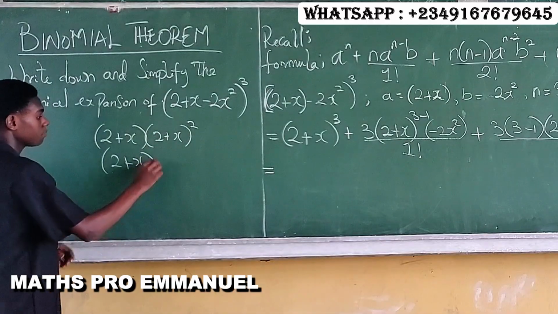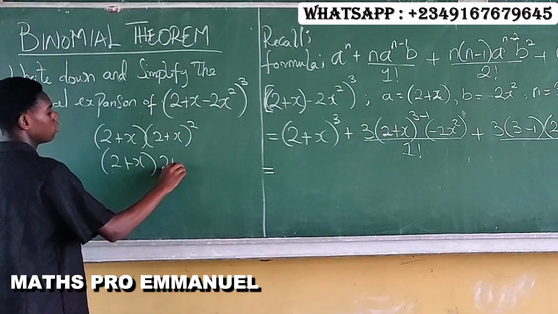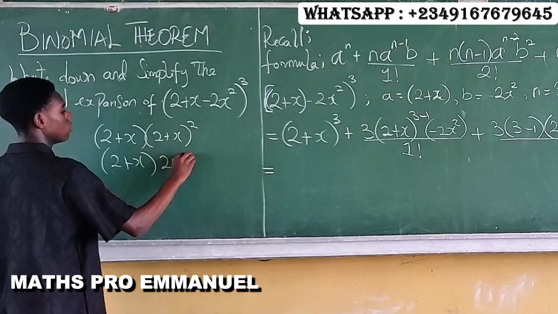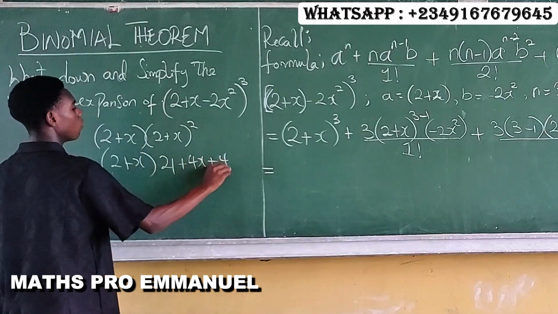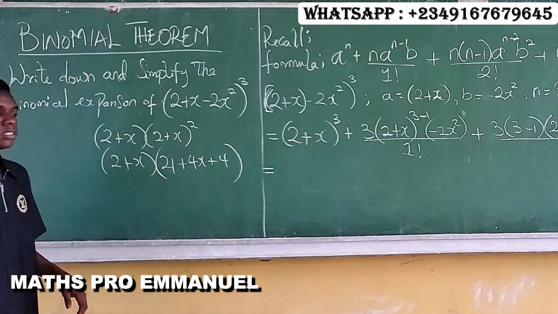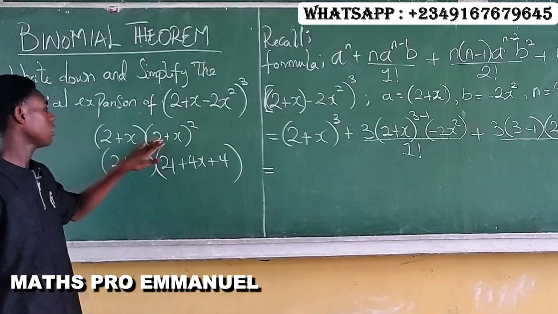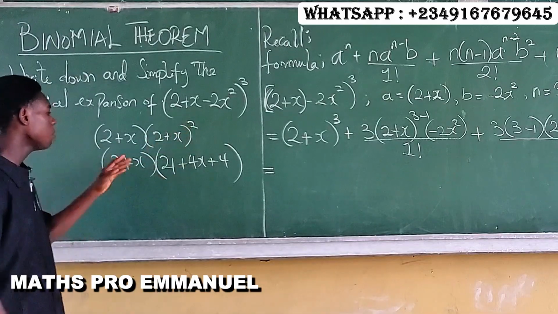x all squared, which is 4 plus 4x plus x squared. That's it if I simplify this. So now this is multiplied by 2 plus x. Now let me expand the bracket again.